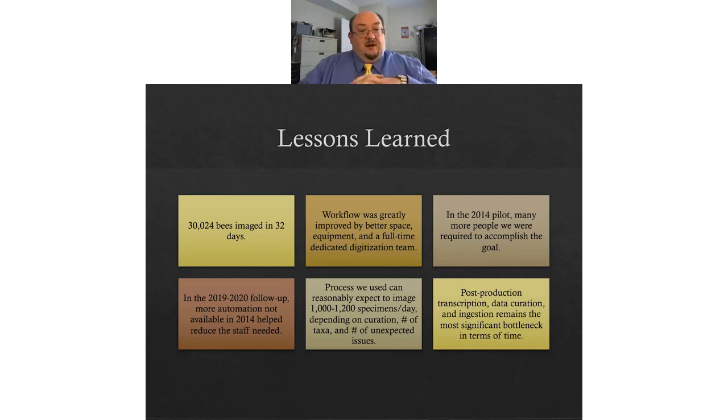It's important to think about what your goals are for how many you're going to image. Based on our two studies, we're coming in between 1,000 and 1,200 specimens per day on average. That's a tenfold increase over what we were accomplishing doing it manually. But of course, all that depends on the level of curation, the number of taxa, and the number of unexpected issues that you have to deal with.